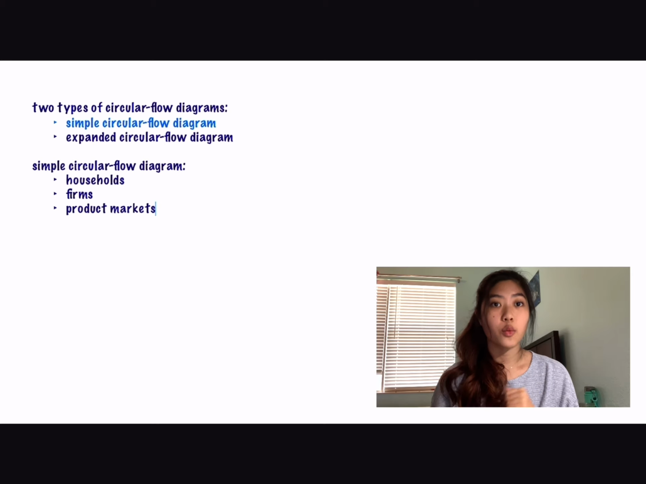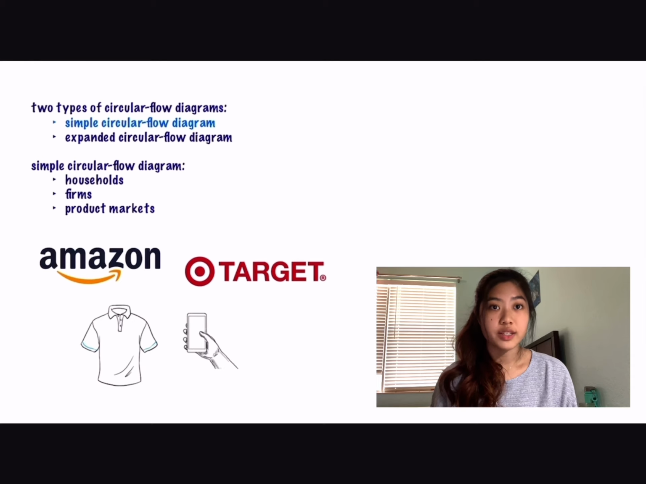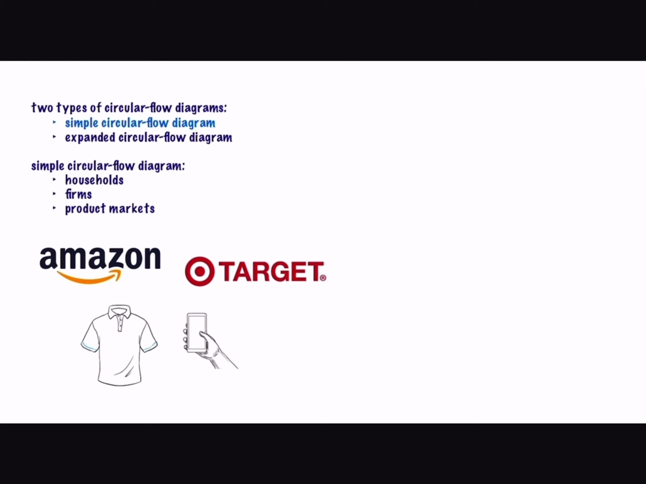Product markets are where households buy products from firms, so basically anywhere that things are sold, like Amazon or your nearby Target. Almost everything around you, like your phone or your shirt, was produced by a firm and sold to you in a product market.